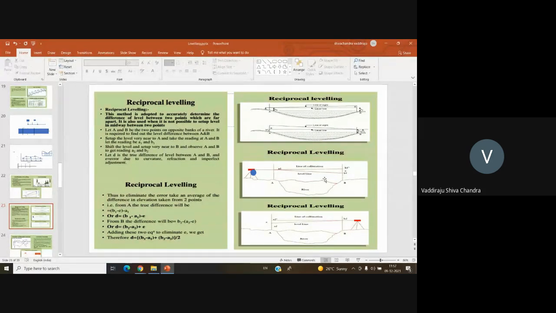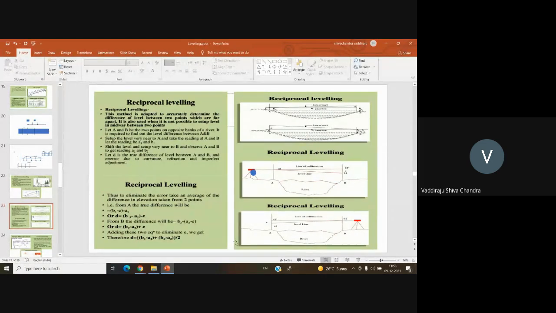And from B, the difference in elevation will be B2 minus A2. B2 is this one, this is the correct one, minus A2 minus e. Here, this line of collimation error you need to add. So B2 minus A2 plus e will become the difference. In the first scenario, you're taking the difference of two staff readings, A1 and B1, and you're subtracting the error. In the second case, you're taking the difference of two staff readings, B2 and A2, and you're adding the error here.